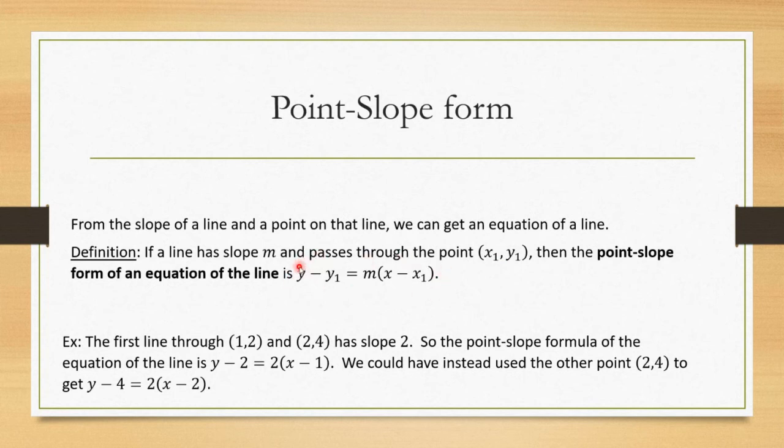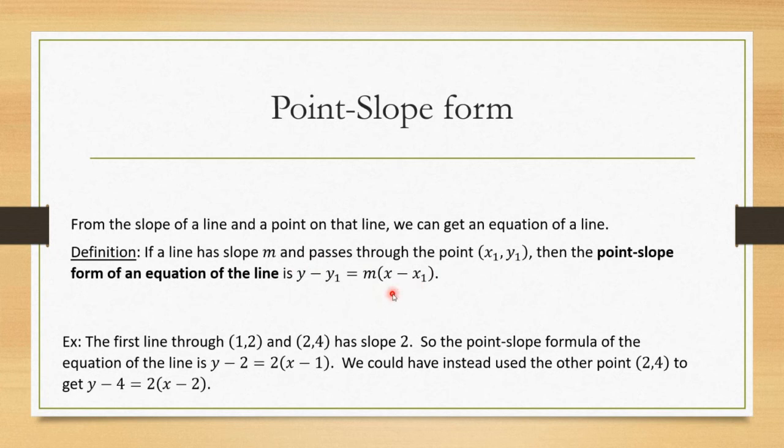And what we mean is, if you were to graph this equation, meaning you were to sketch all the solutions to this equation, you would get this line, which has slope m and passes through that point.